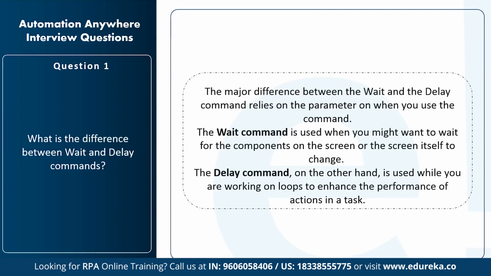Coming to the delay command, on the other hand, it is used when you're working on loops to enhance the performance of actions in a task. So this is the difference between the wait command and the delay command. The difference mainly relies on when you want to use the command. The wait command, as I said before, is used when you want to wait for the components to change in the screen or the screen itself to change. And the delay command is used when you're working on loops. So guys, this is the main difference between these two commands.